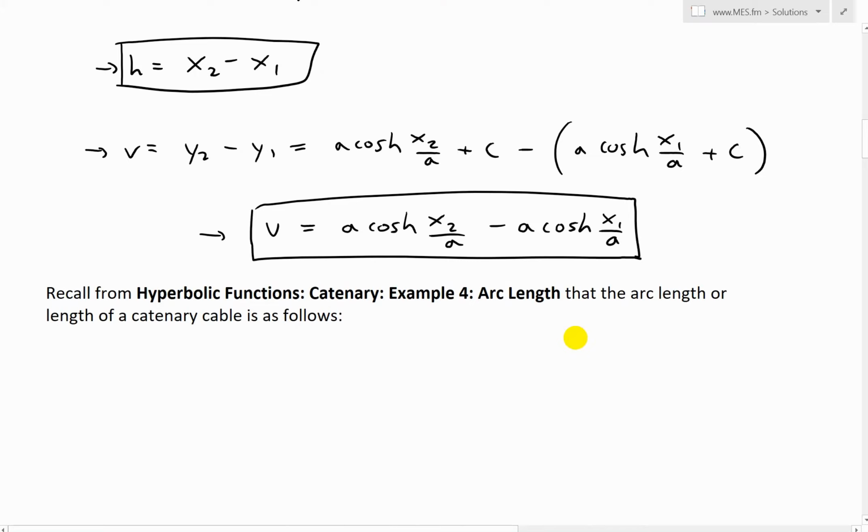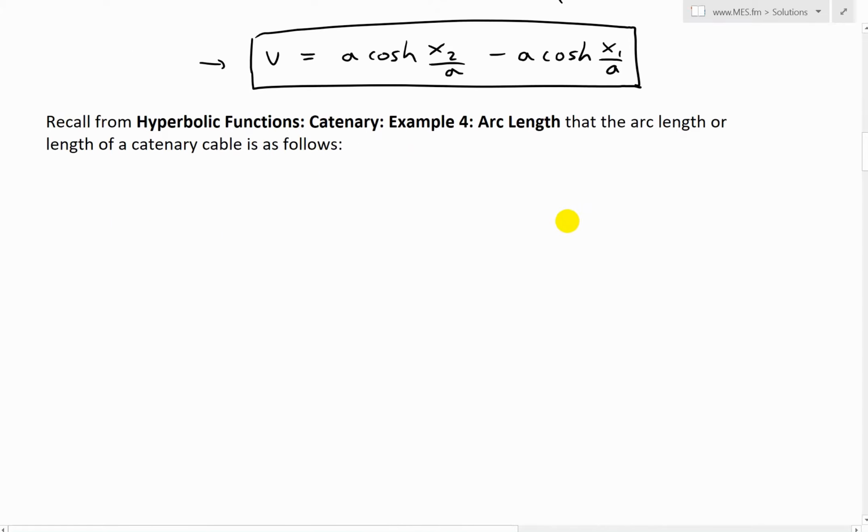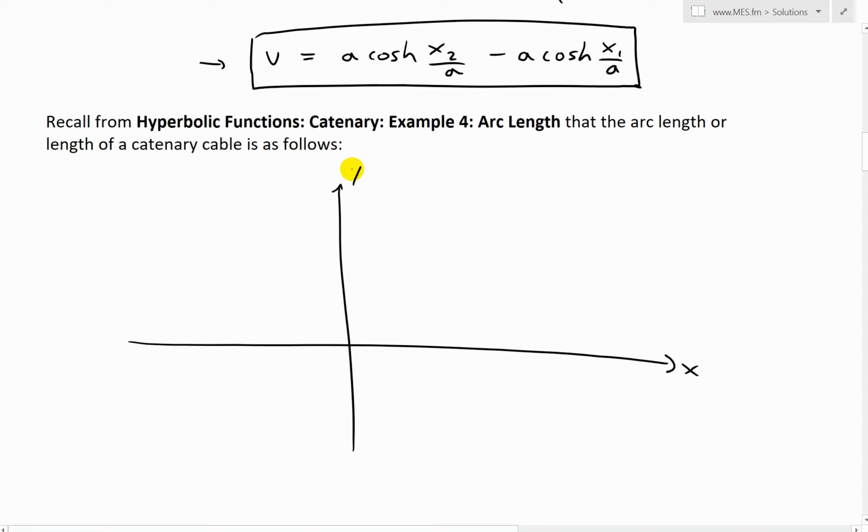Recall from my earlier video, hyperbolic functions catenary example 4, which looked at arc length, that the arc length or length of a catenary cable is as follows. For just a regular symmetric catenary, if we draw this out like this, this is x, this is y, and the symmetric one has the same heights across. I'll just draw it like that, like a smiley face mouth.